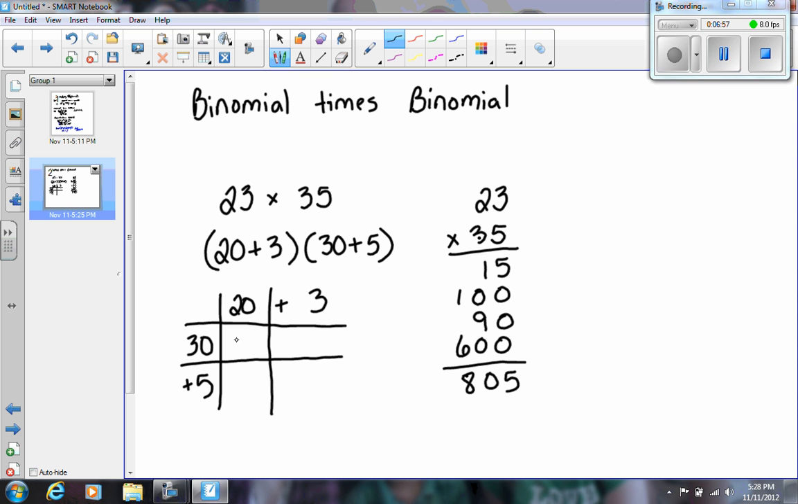20 times 30 is 600. 3 times 30 is 90. 20 times 5 is 100. 3 times 5 is 15. And if you added up those parts, you get 805, and that was the answer. So we're going to use that idea to help us multiply binomials.